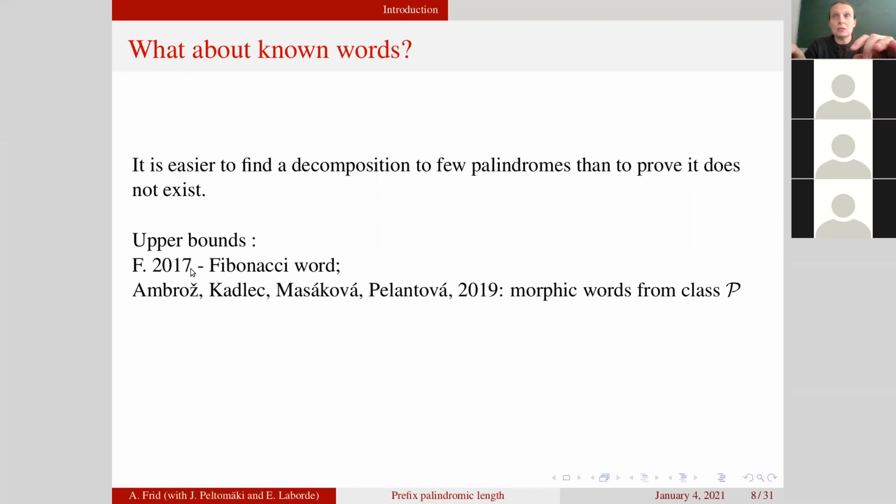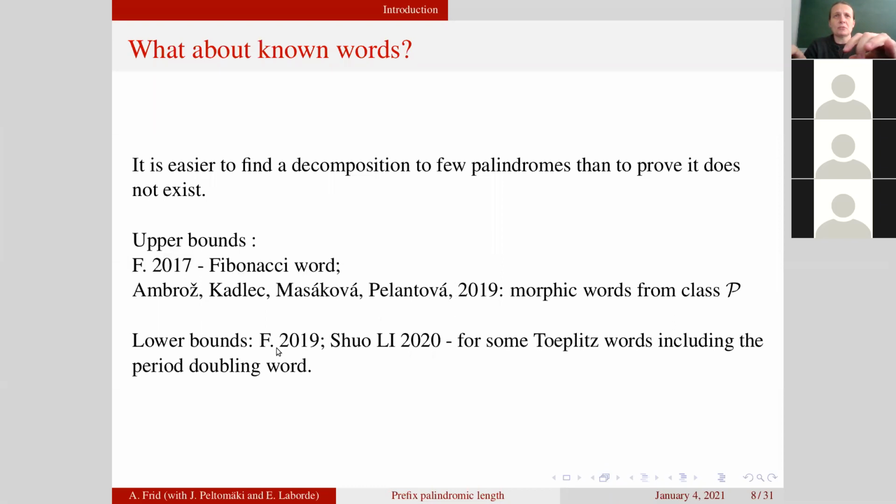In general, it is much easier to find a decomposition into palindromes than to prove that a decomposition does not exist. So it's easier to get some upper bounds for the palindromic length than lower bounds. For upper bounds, there are some results. I mentioned this even though the proof was never really published. It's just an abstract. The proof was published here. It has some logarithmic upper bound. And for lower bounds, very little is known.